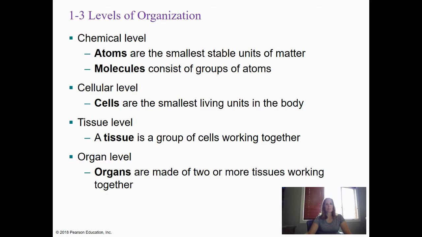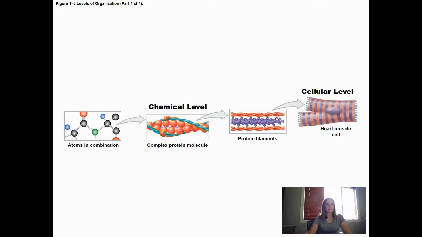I'm going to get to the picture. So this shows you a bunch of atoms making up, this is the chemical level, molecules. So here's a complex protein molecule, and then here's the filaments. These molecules make up protein filaments, and those filaments make up, you can see the pink and the purple here. So a bunch of these make up cells, muscle cells.